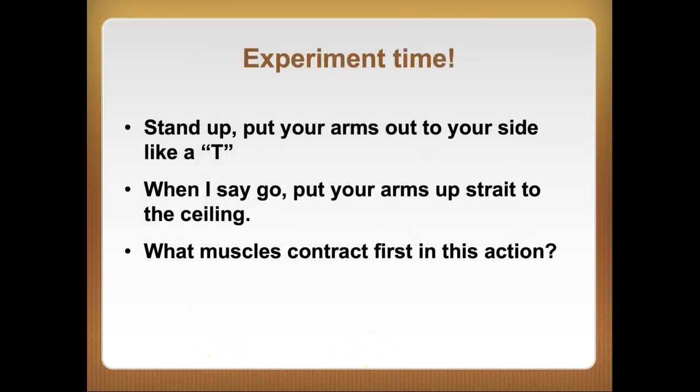All right, so here are some experiments. Stand up. Yes, you need to actually stand up. This will make sense. I should have numbered these. Put your arms out like a T. And on 3, I want you to clap your hands above your head. 1, 2, 3, go. Now, we're going to stop the video here and ask, what muscles contracted first in this action?